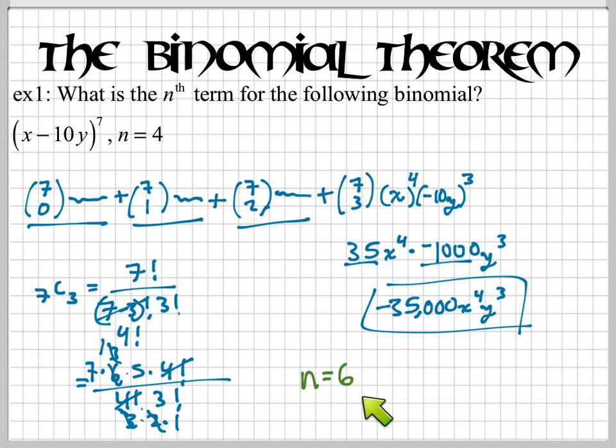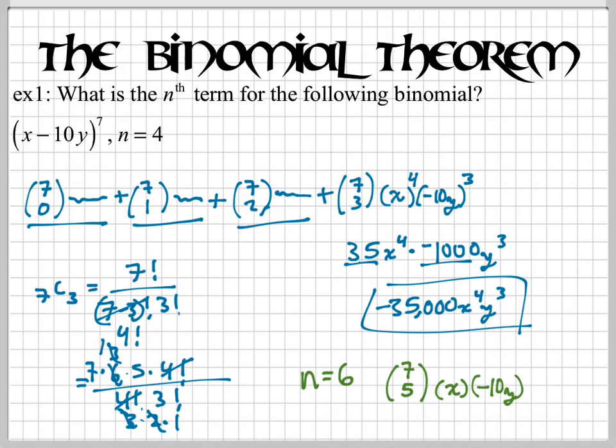Okay, so I just wanted you guys to set this one up, just to give it a shot. N equals 6. So how would I set up the combination part? Just setting it up. We know that it's 7 choose what? Okay, you're choosing 5 because remember you always start with 0, so 5 would be your 6th term. And then you have x is your first term, and negative 10y is your second term.